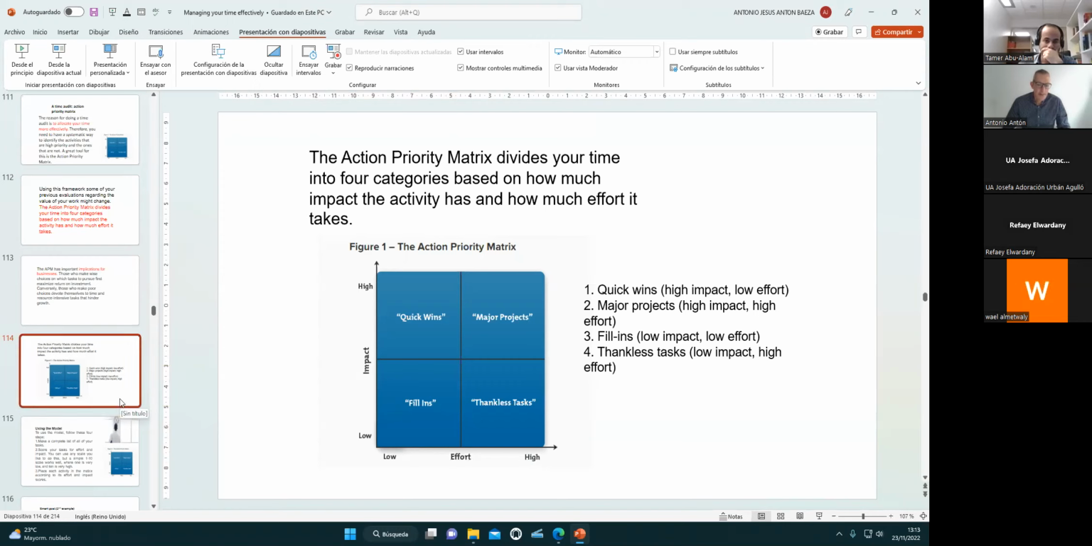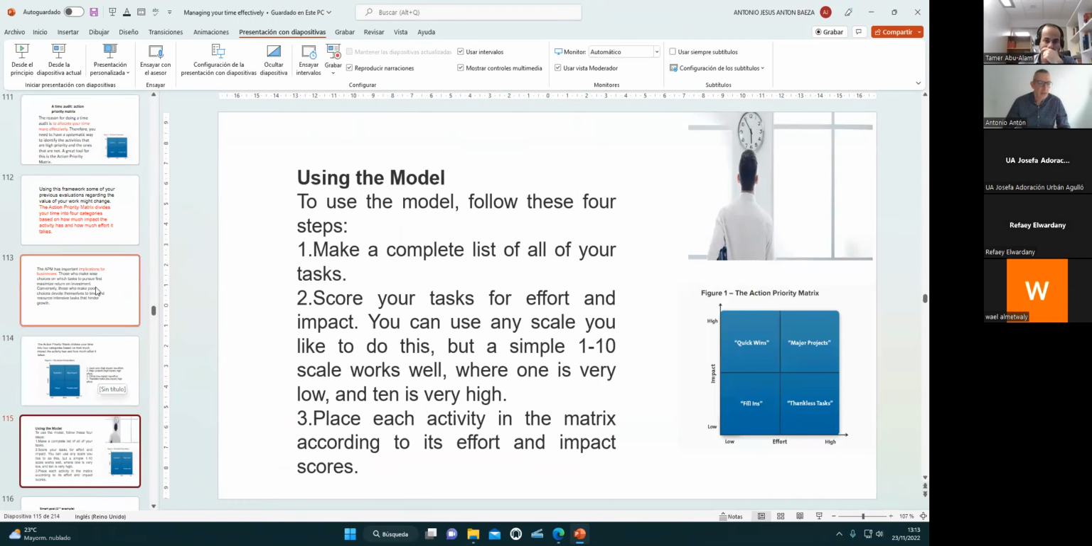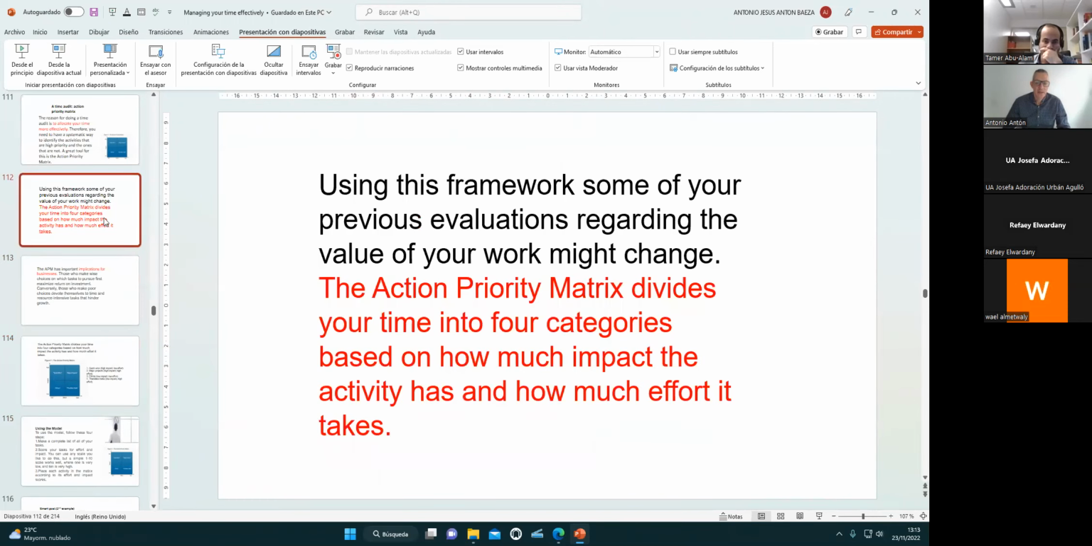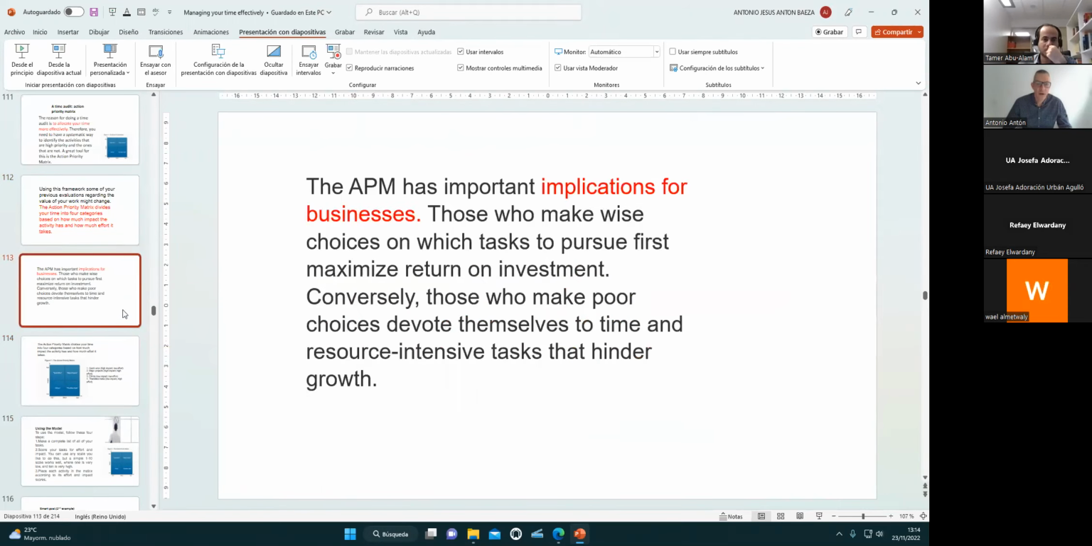Well, so let's start by how you need to use these variables. So the action priority matrix divides your time into 4 categories. This action priority matrix, A stands for action, P for priority, and M for matrix. They are very, very important in business, especially in terms of time management. How do you need to take care of time?